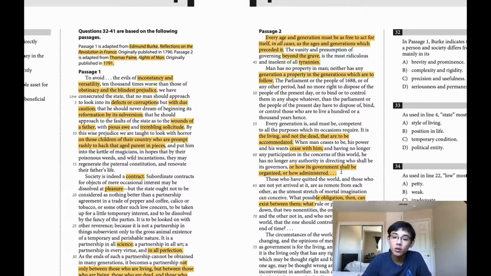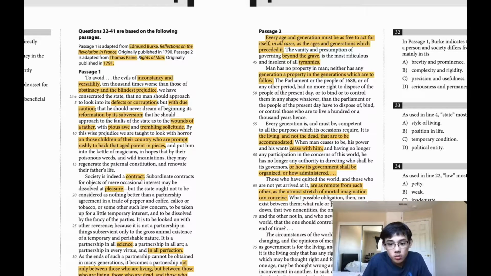When someone dies, his power, his rule, his government, his beliefs die with him. There's no reason to honor the beliefs of the dead, to honor the past in the present when the situations are so different. Those who have quitted the world and those who are not yet arrived at it are as remote from each other as the utmost stretch of mortal imagination can conceive. People of the future and people of the past are so far apart, is what he's saying here. What possible obligation then can exist between them?